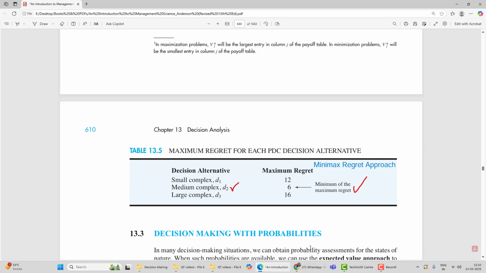So there are three different approaches: optimistic, conservative, and minimax regret approach, where probabilities are not taken into consideration. In my next video, we are going to look at decision making with probabilities.